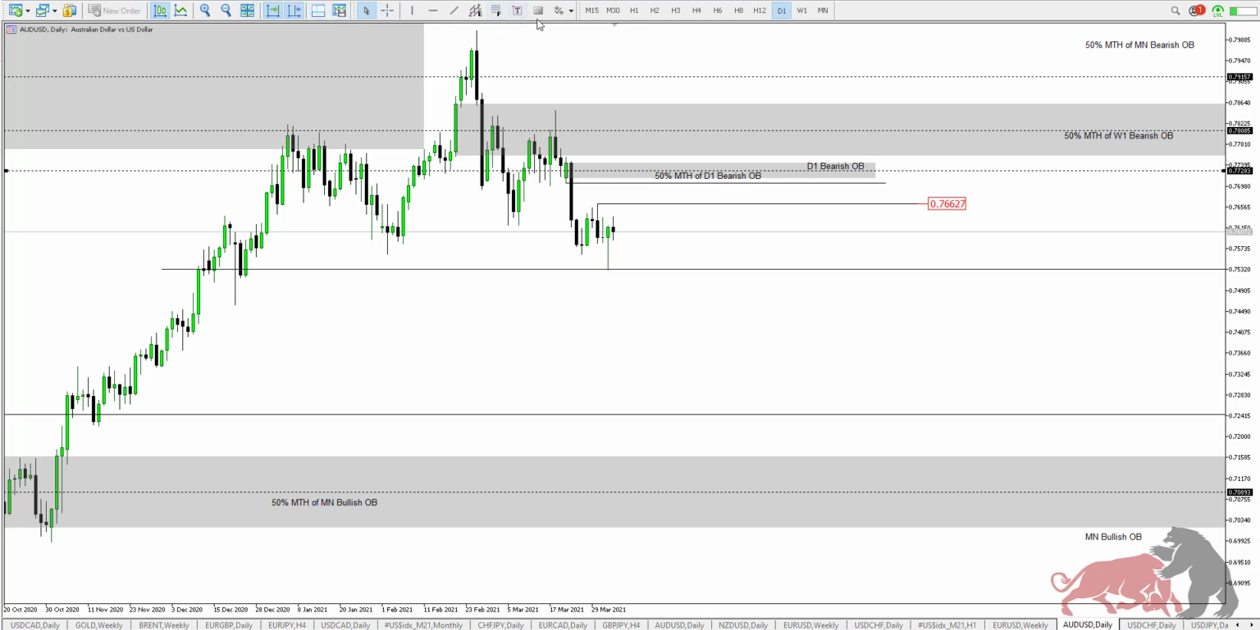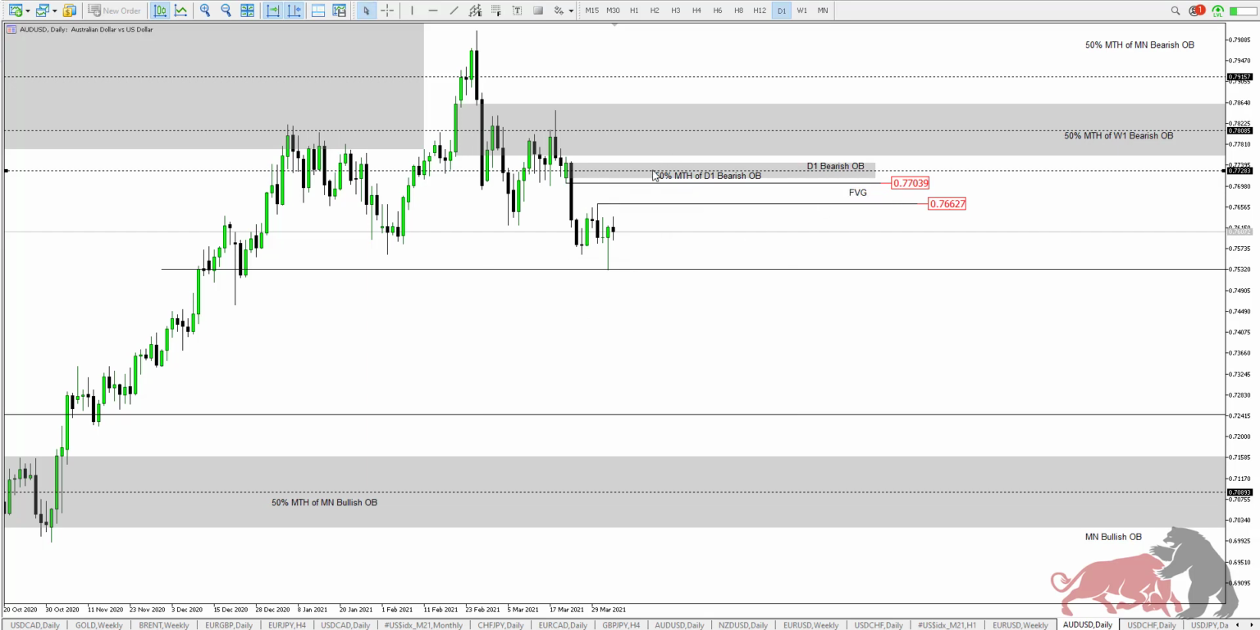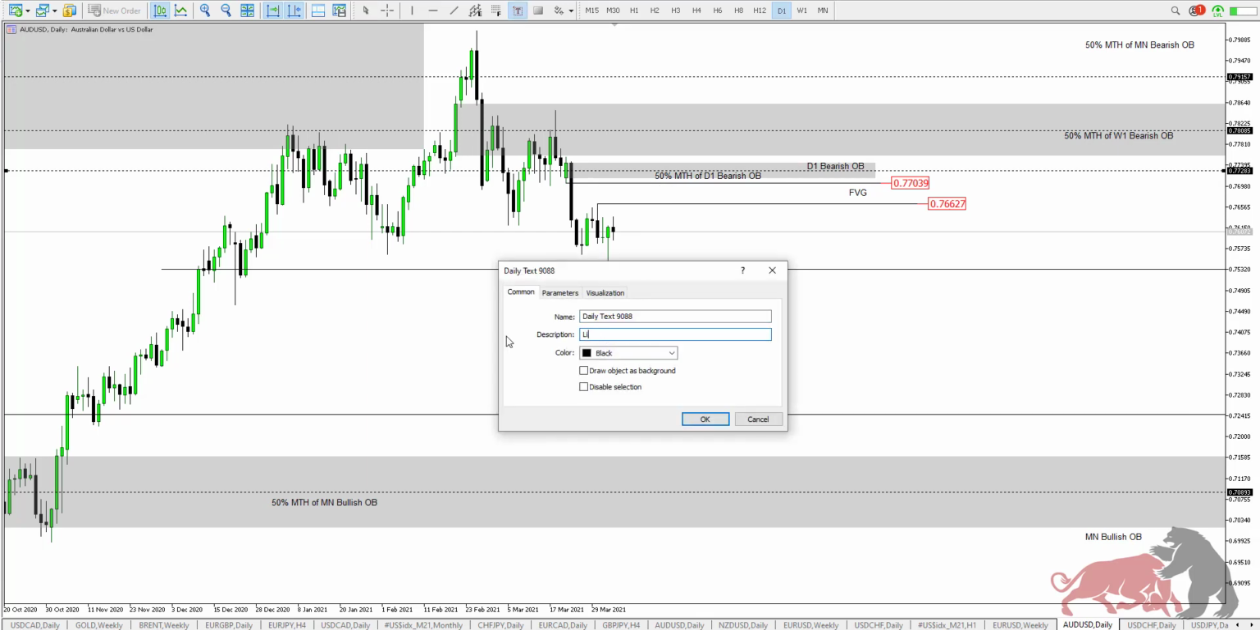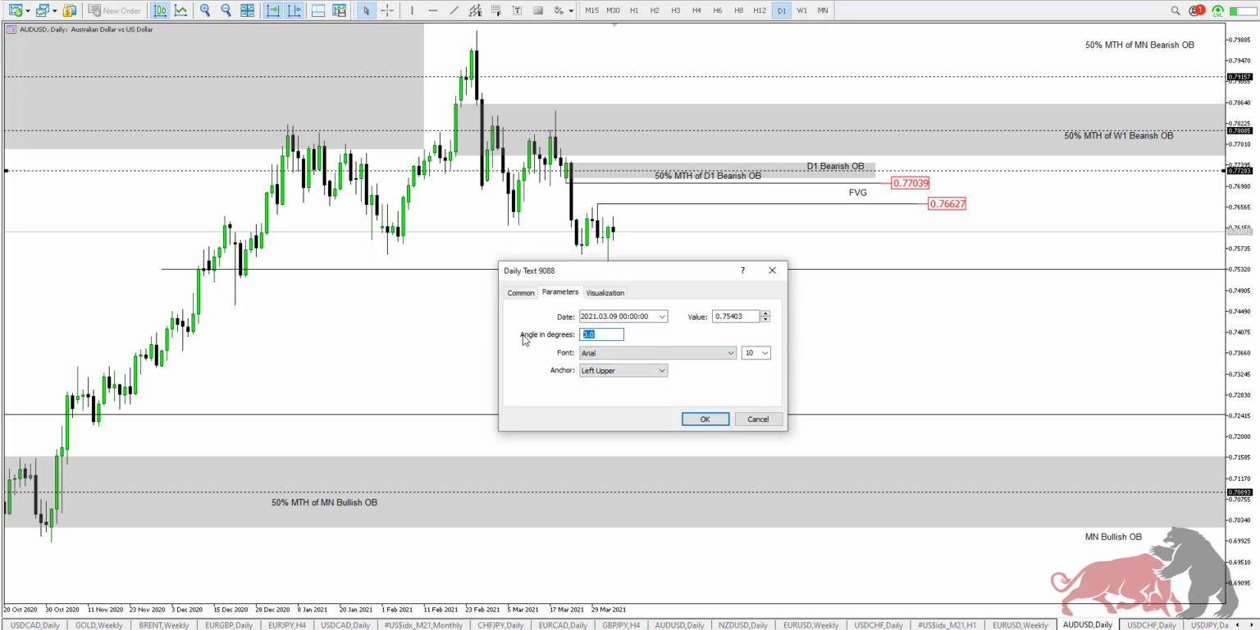And then we've got the low of the daily bearish order block coming in at 77039. You see, between the price action in these two price points, we've got a daily fair value gap. Just gonna call it FVG for now. There's a fair value gap in here, and you see this candle that shows displacement to the downside highlights a liquidity void. Under normal circumstances, every fair value gap is mostly accompanied by a liquidity void.